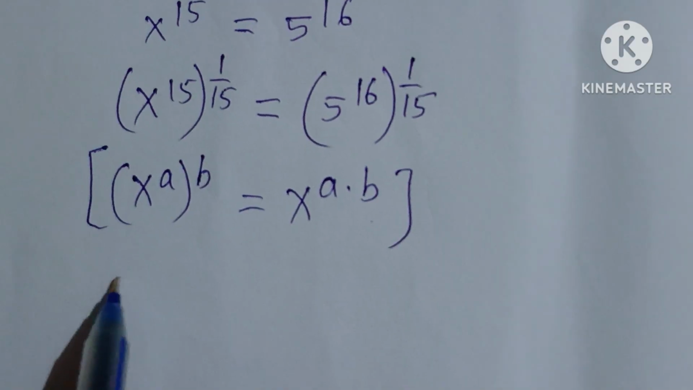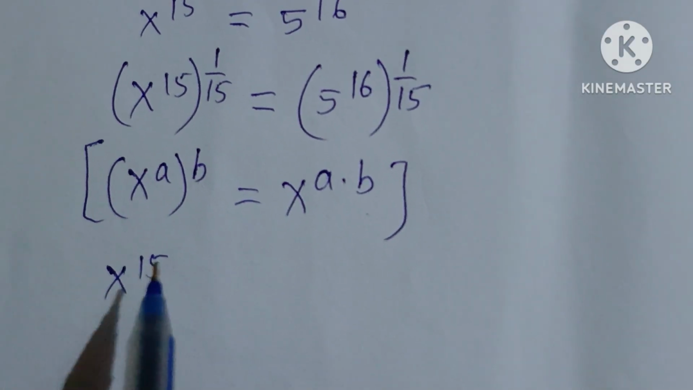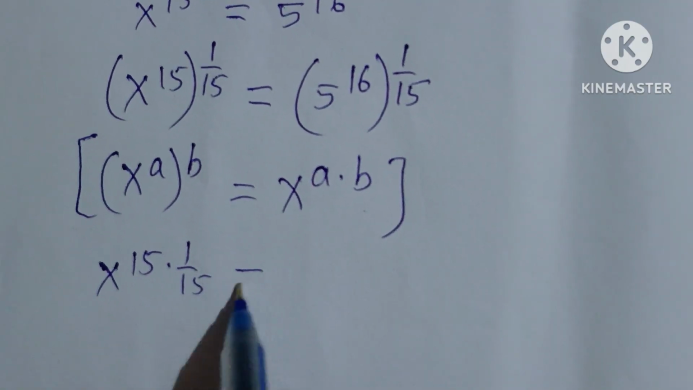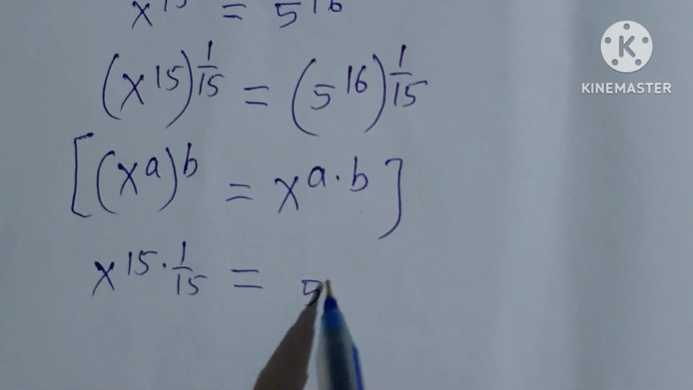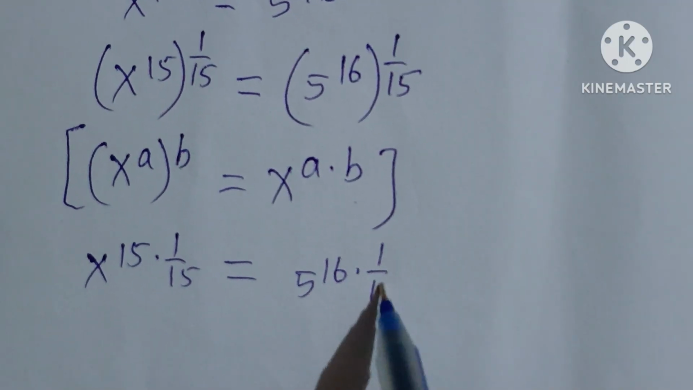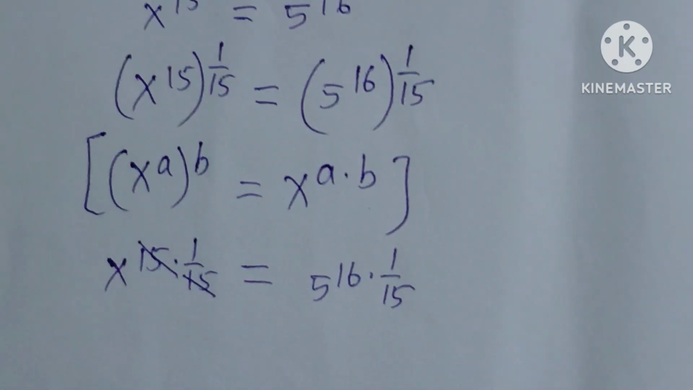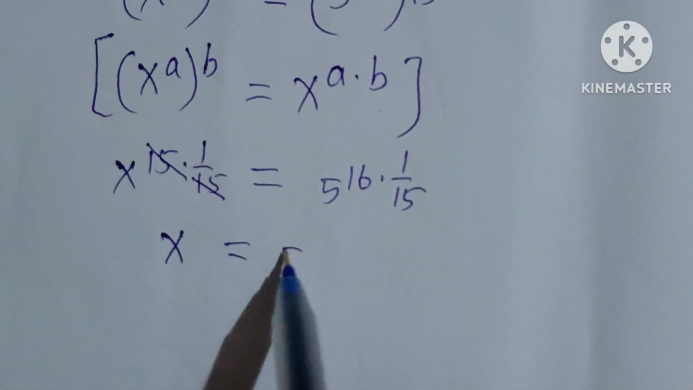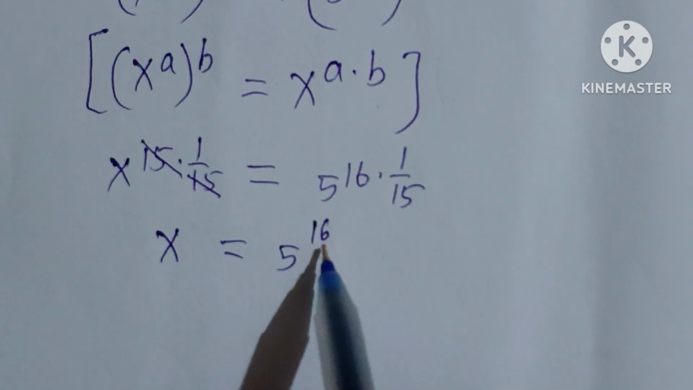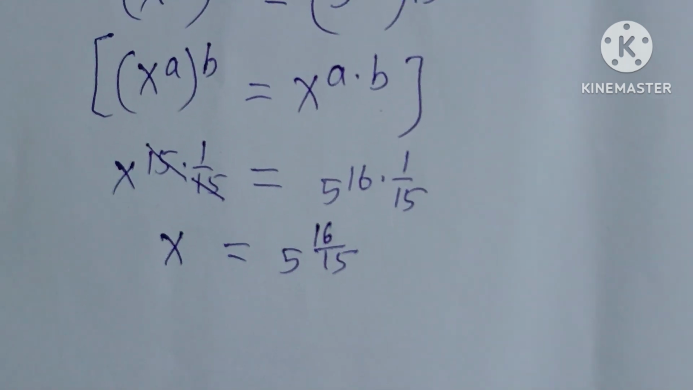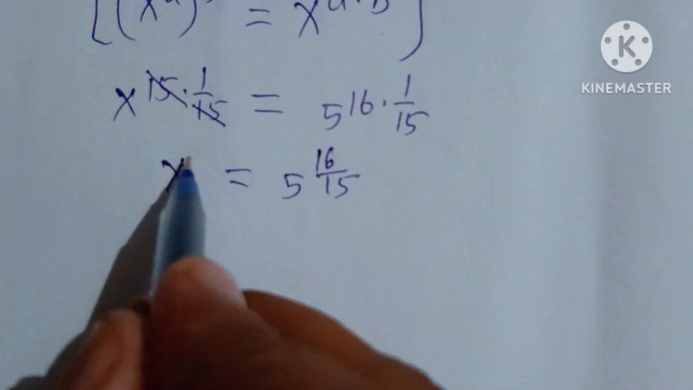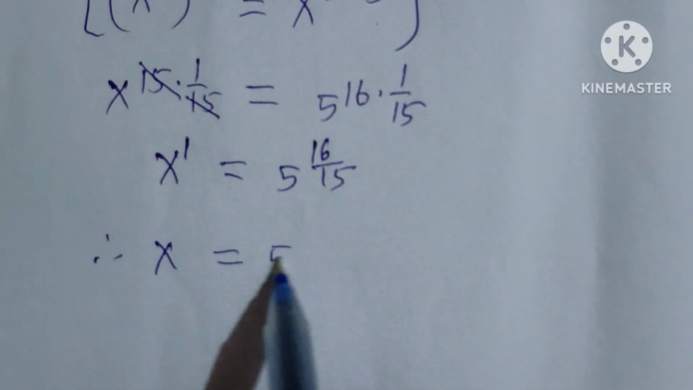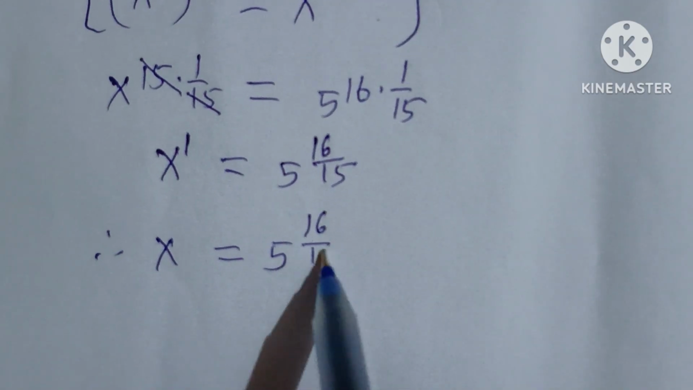Now we can write here x raised to the power 15 into 1 upon 15 equal to 5 raised to the power 16 into 1 upon 15. Here 15 will be cancelled. Here x equal to 5 raised to the power 16 upon 15. Here power is 1, hence x equals 5 raised to the power 16 upon 15.